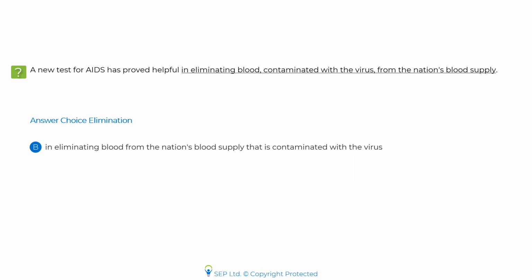Now a lot of you may have marked this as a correct answer choice. However, there is a small catch. We here are saying in eliminating blood from the nation's blood supply that is contaminated with the virus. Now that is contaminated with the virus here is a relative pronoun clause. And most of the time people believe that this relative pronoun clause can refer to the nearest noun. Now here we need to remember that it can not only refer to the nearest noun that it is touching, it can also refer to a noun which is separated from that by a prepositional phrase.